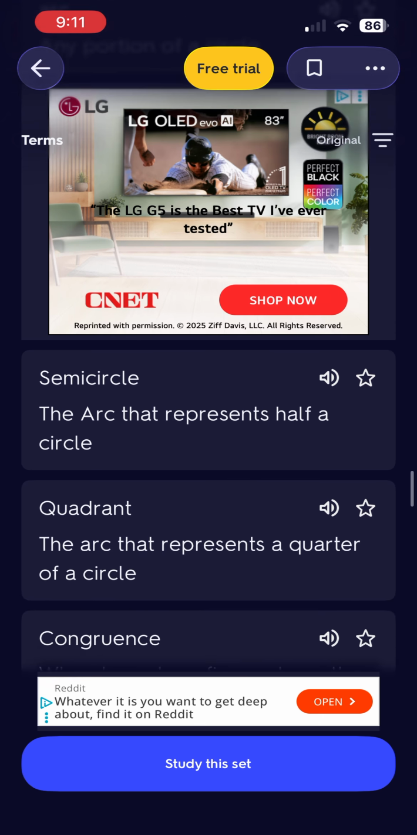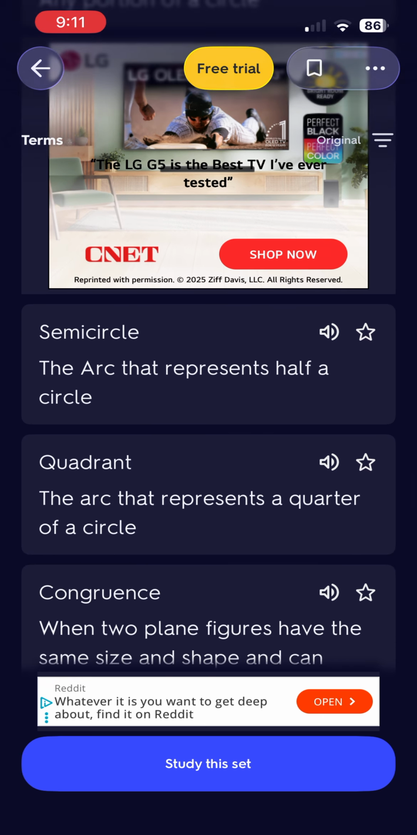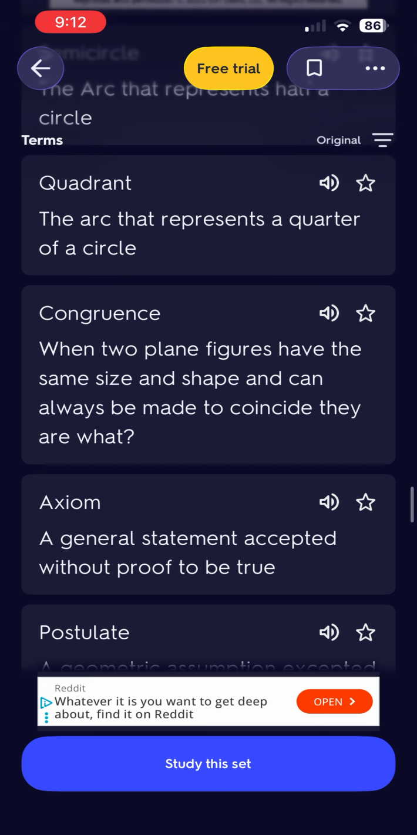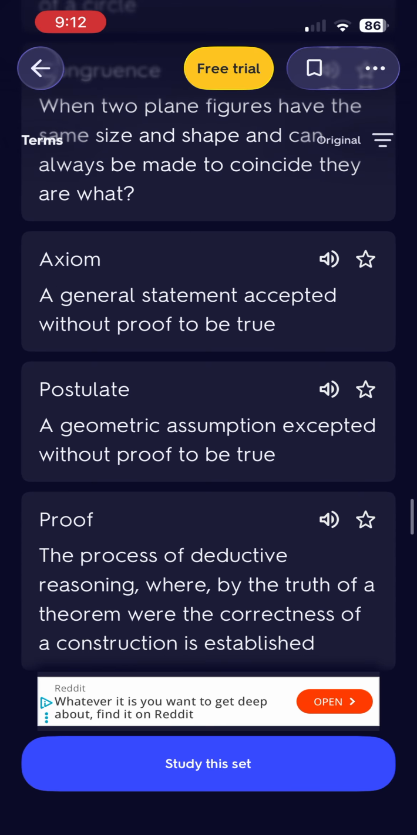Arc. Any portion of a circle. Semicircle. The arc that represents half a circle. Quadrant. The arc that represents a quarter of a circle. Congruence. When two plane figures have the same size and shape and can always be made to coincide, they are what?